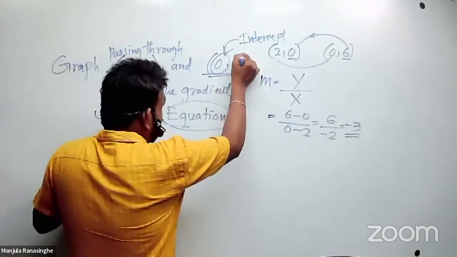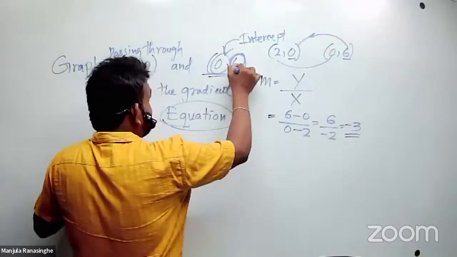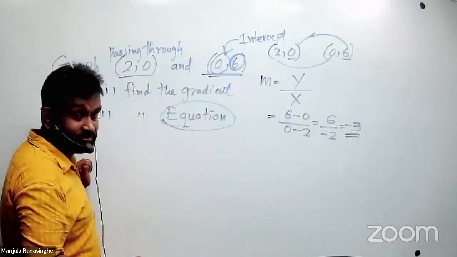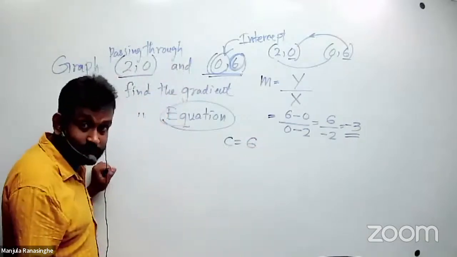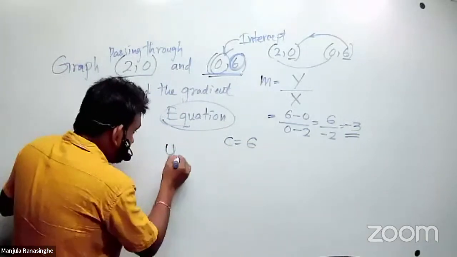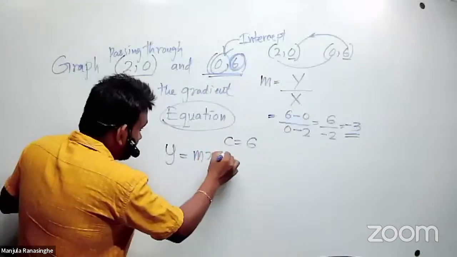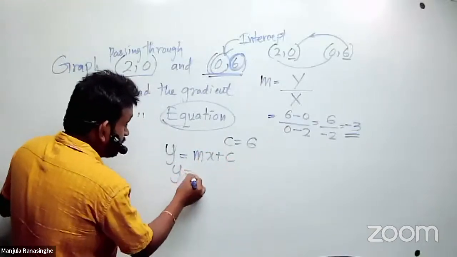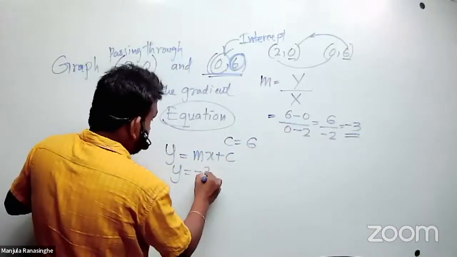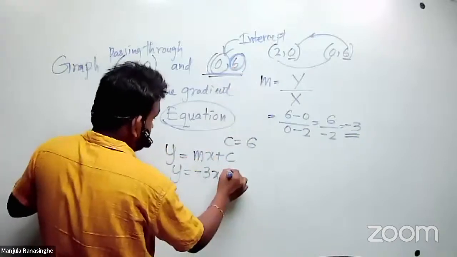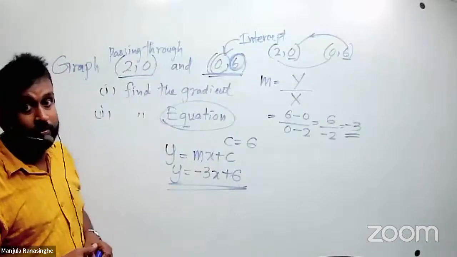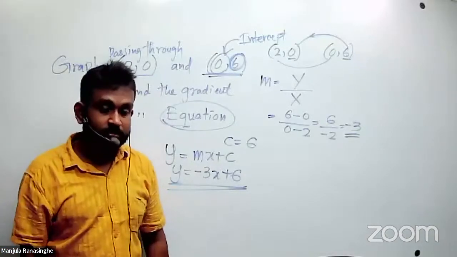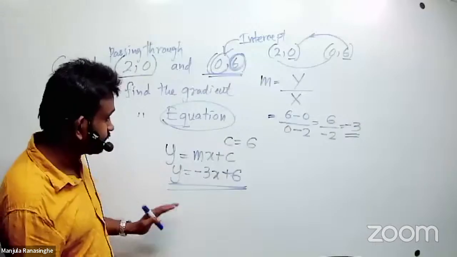Right. So now you can catch up. This is the intercept value then. So the intercept is 6. By looking at the coordinates, you understood the intercept c equals 6. Now you can write the equation y equals mx plus c. Instead of m and c, you substitute the values. m is negative 3, x plus c, c is now 6. So the graph equation becomes y equals negative 3x plus 6. Right.